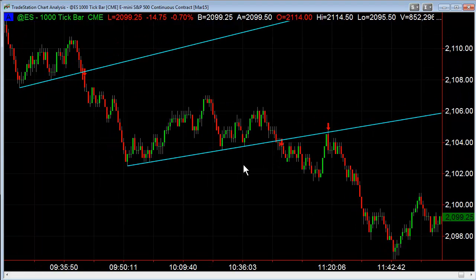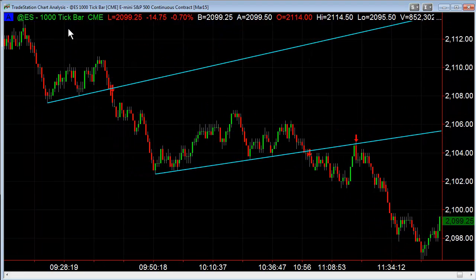Three really good entries that you could have had in the S&P trading off of a 1,000 tick chart. And if you were in the trading room, we actually called out all three of these: the first break, the second break, and then the last kiss, all for potential entry short into the S&P, all of which worked out extremely well. So not a bad day today.